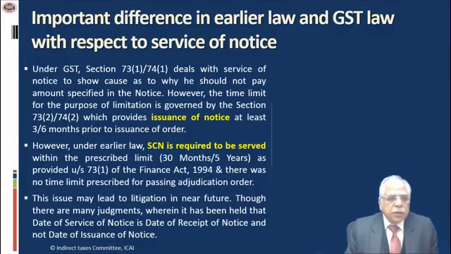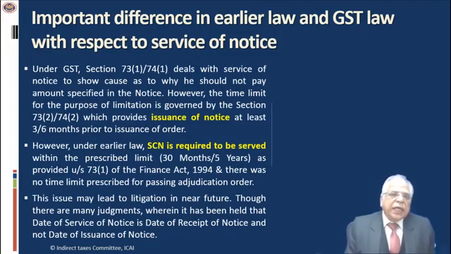Now the whole procedure has been divided into 2 sections. Section 73 shall apply where short payment etc. is due to reasons other than fraud, willful misstatement and suppression of fact, and Section 74 where such short payment etc. is due to fraud, willful misstatement and suppression of fact. I have repeated this term so many times, I am sure now you must have understood these 3 terminologies.